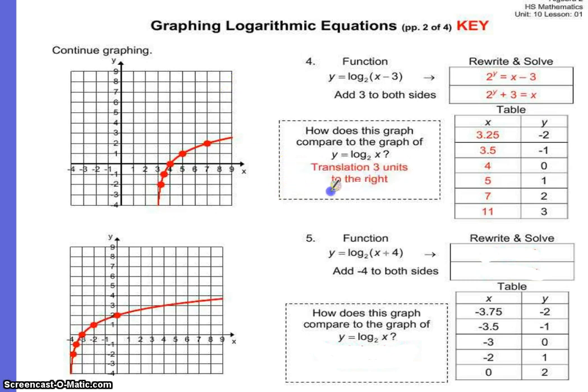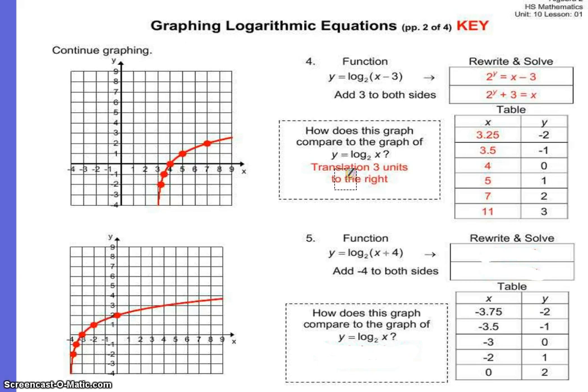That's correct. It translated 3 units to the right. And we're going to get into this later on, but think about it. Was that your h or was that your k? Because it's in there with my x and it moved left to right, that means that it is my, that's correct, that's my h. We'll talk about that more later on.